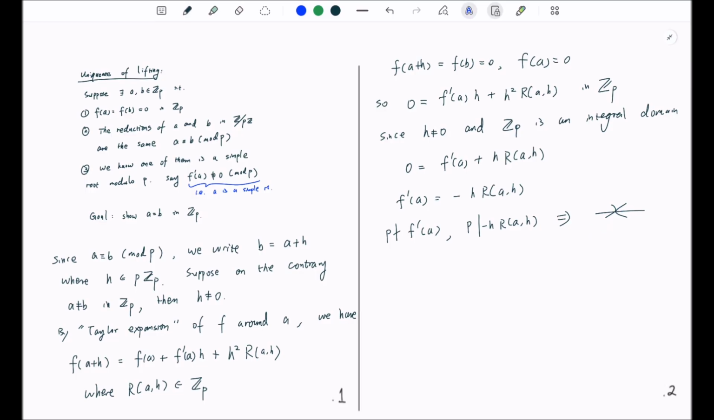And the contradiction comes from the assumption that h is not equal to 0. So h has to be equal to 0. And therefore a is equal to b in Zp. And this finishes the proof of Hensel's lifting lemma.